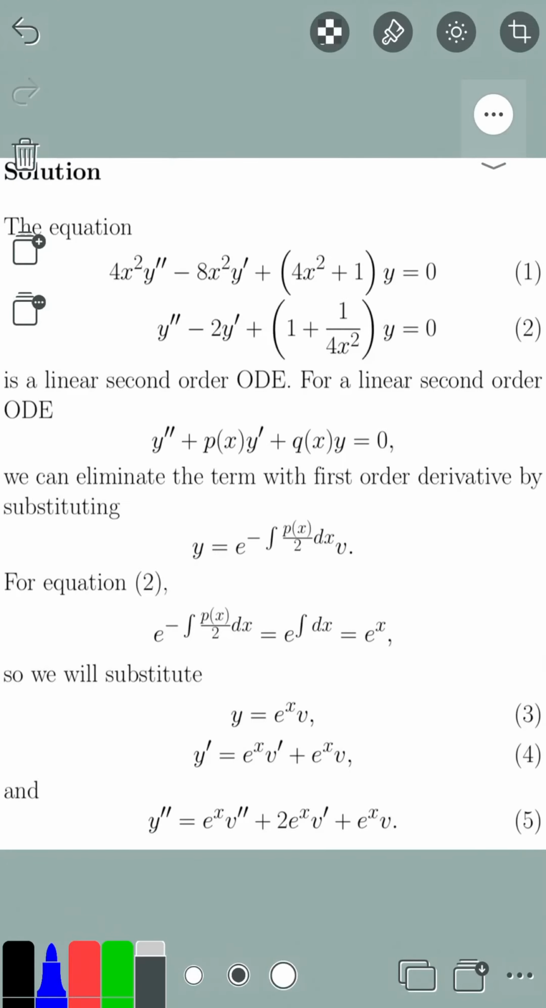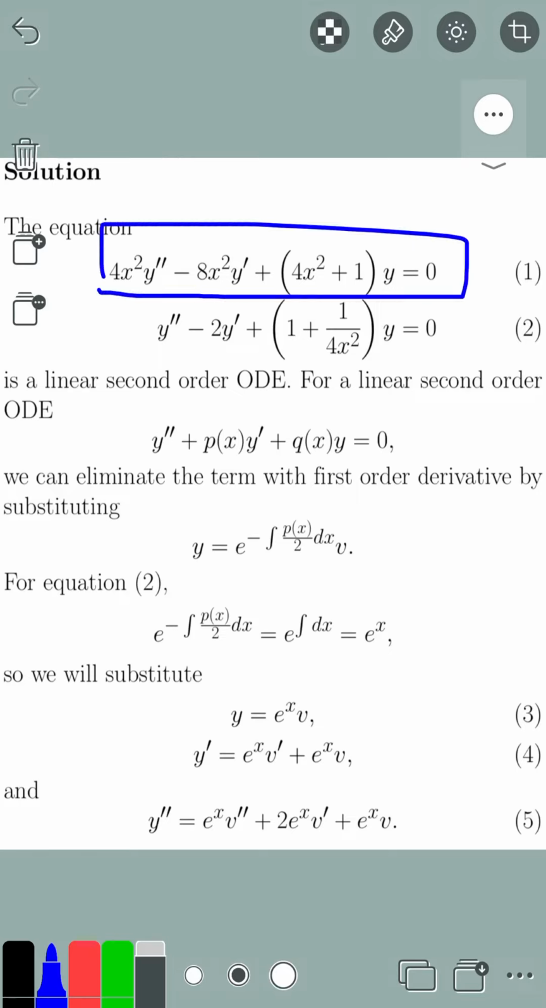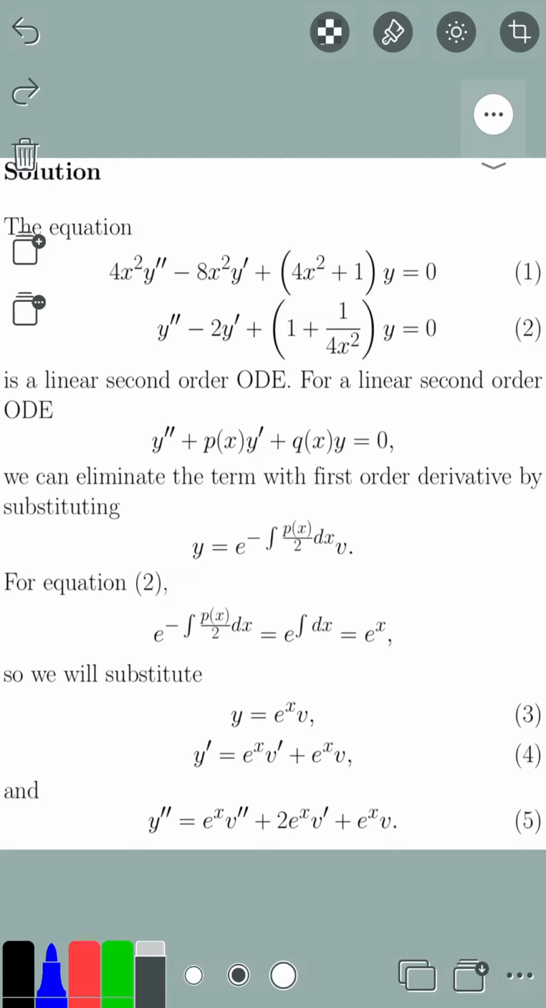Hello, this is Livy Math, and in this video we're going to solve this linear second order differential equation: 4x squared times y double prime minus 8x squared times y prime plus (4x squared plus 1) times y is equal to 0. Dividing both sides by 4x squared, we get this equation: y double prime minus 2y prime plus 1 over 4x squared times y is equal to 0.